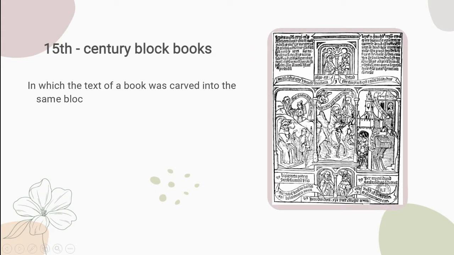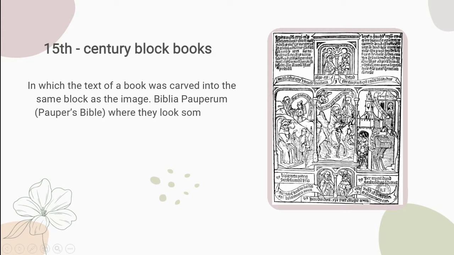Book illustration has existed in some form since the advent of the written word. This tradition that has guided modern book illustration originates in Western literature dating back to 15th century block books, in which the text of a book was carved into the same block as the image. These works were a natural progression from the older illuminated manuscript form, as most famously seen in the Biblia Pauperum, where they look something like medieval graphic novels.